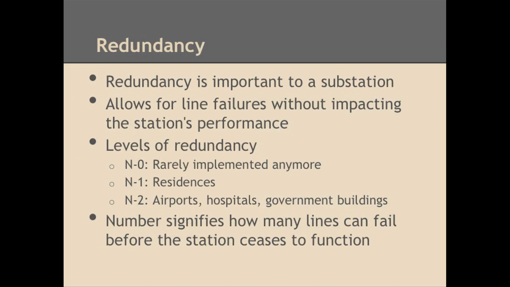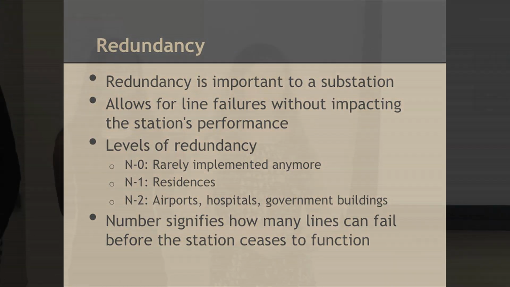Redundancy is very important to substation design. Redundancy allows one or more lines in the station to fail without impacting the station's performance. There are three main levels of redundancy: N-0, N-1, and N-2. N-0 provides no redundancy whatsoever. If a line fails, it is out and no longer functions. N-1 is the most common form of redundancy, allowing one line to fail and the station can still function as normal. It is most commonly used in residential and business settings.